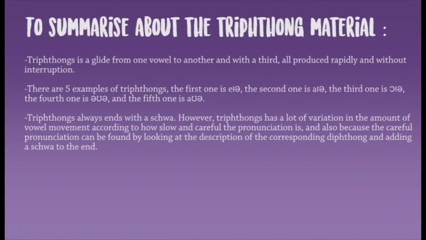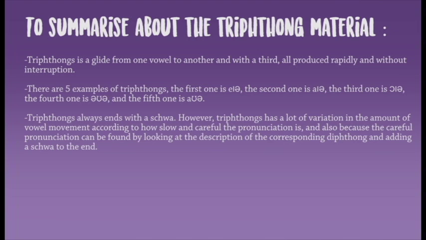To summarize the triphthongs material, a triphthong is a glide from one vowel to another and then to a third, all produced rapidly and without interruption. There are 5 examples of triphthongs. The first one is a. The second one is I. The third one is oya. The fourth one is o. And the fifth one is our.